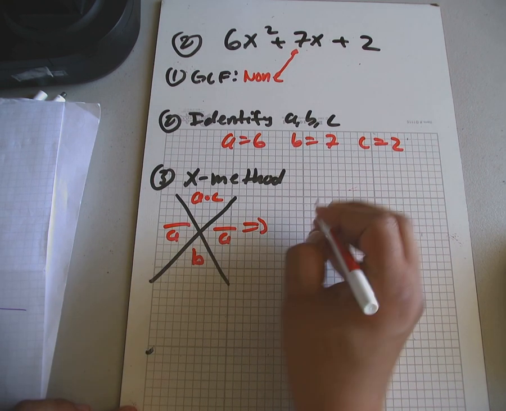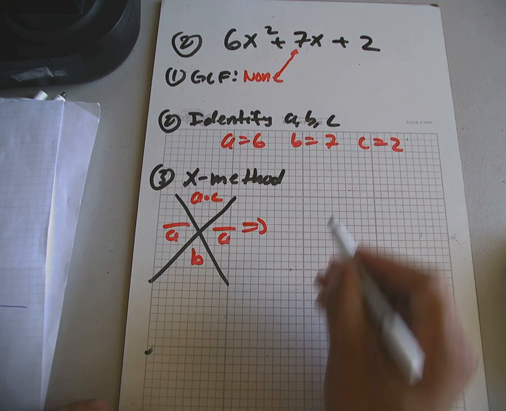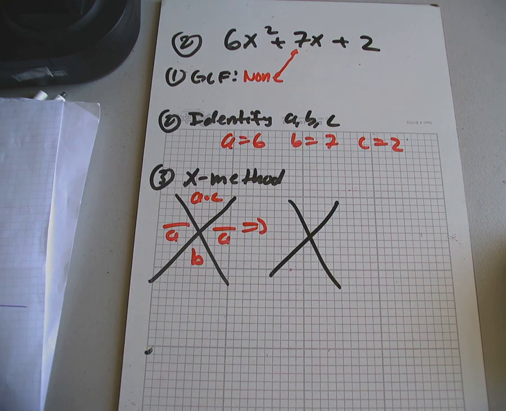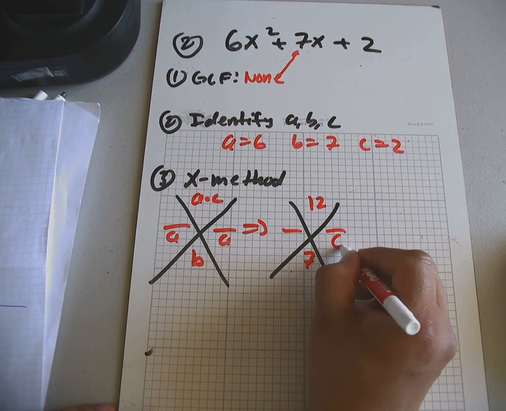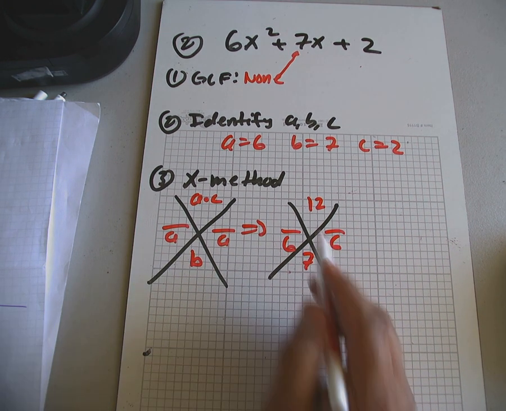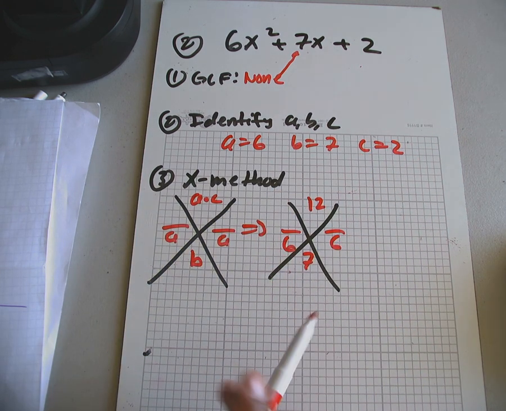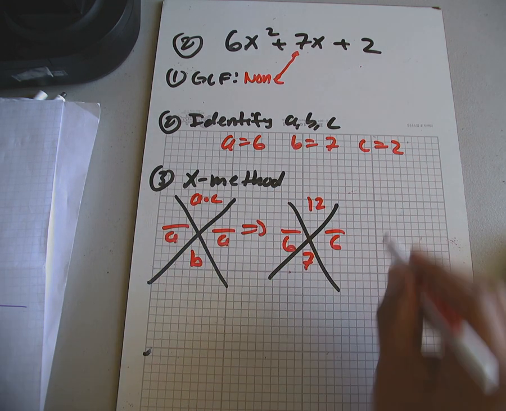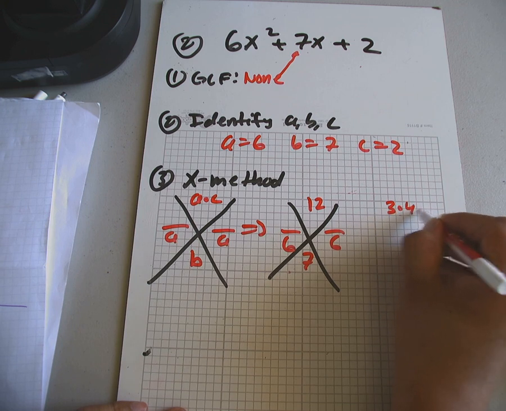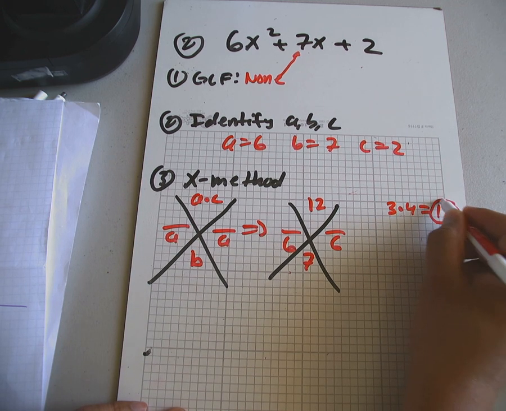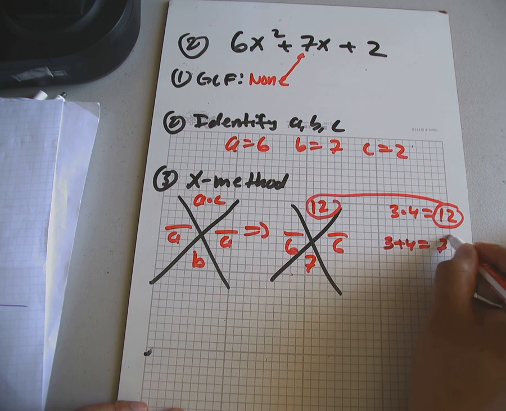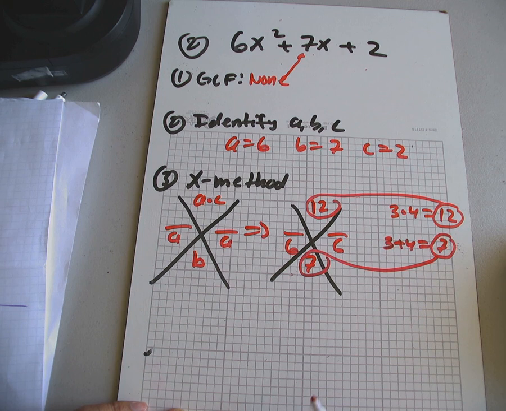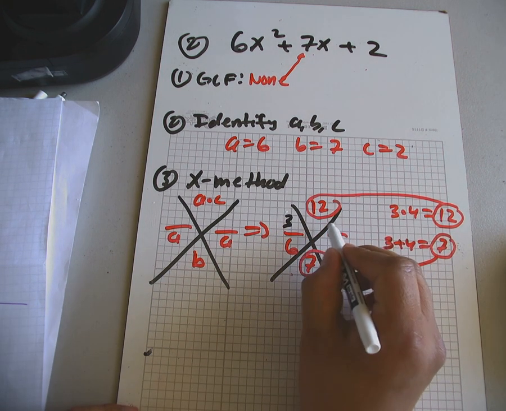So that becomes A times C, which is going to be 12. This is going to become 7 divided by 6. This is my A. So now I need to find 2 numbers that multiply to 12 and add up to 7. And that will be 3 and 4. We know that 3 times 4 is 12, so this works for this guy. And then 3 plus 4 equals 7, so this one works for this guy right here, right? So my numbers are 3 and 4.